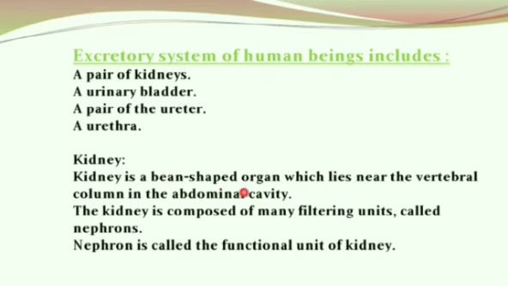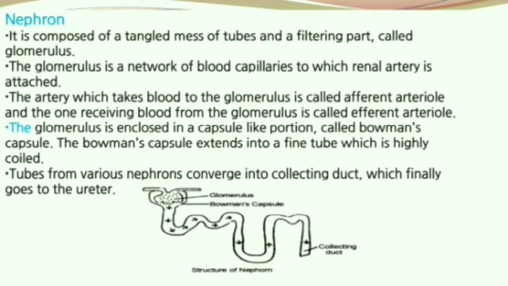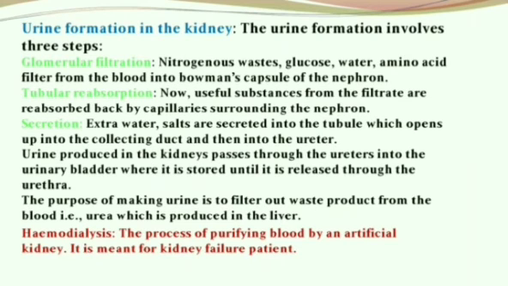Kidney is a bean-shaped organ, lies near the vertebral column in the abdominal cavity. This is composed of the functional unit of kidney, the nephron. A nephron is a tangled mess of tubes and a filtering part called the glomerulus which is enclosed in a Bowman's capsule. Urine formation is of 3 steps: glomerular filtration, tubular reabsorption, and secretion.